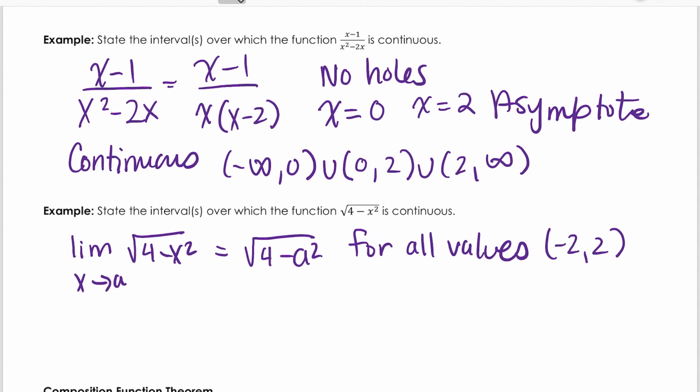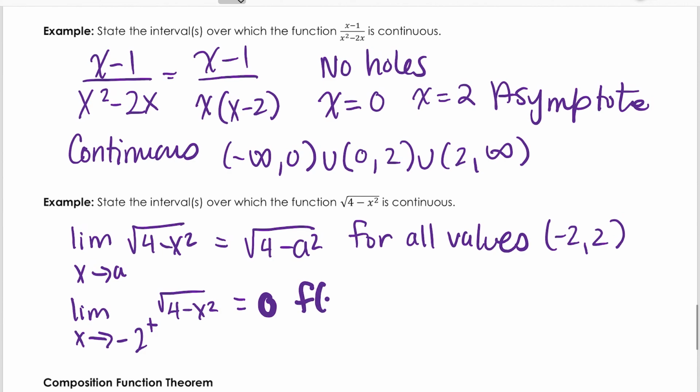Okay, so we want to make sure that the limit coming from the right of -2 exists and that it's equal to the value of the function. As we approach -2 from the right, we're going to get a limit of 0. And we know that f of -2 is equal to 0. So that works, that endpoint works.